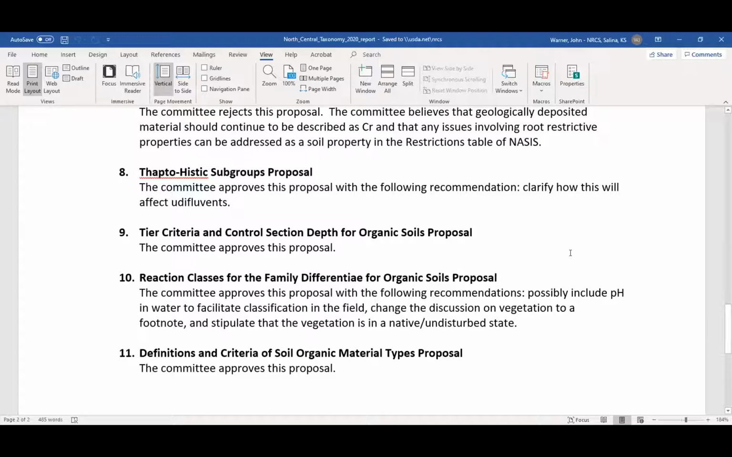Dan Wing did tell me to say that some of this is still work in progress. He's actually doing some work with the University of Minnesota, the Forest Service and such in Minnesota on the reaction classes and the Von Post and the definitions. So there's still going to be some work to be done, but we feel that these are in the right direction and should be looked at.